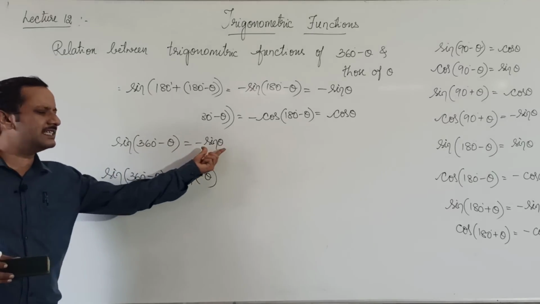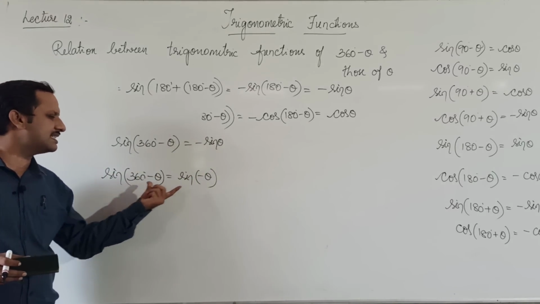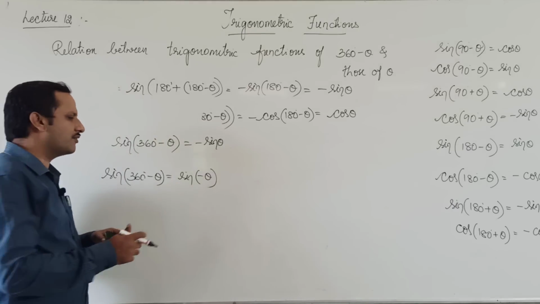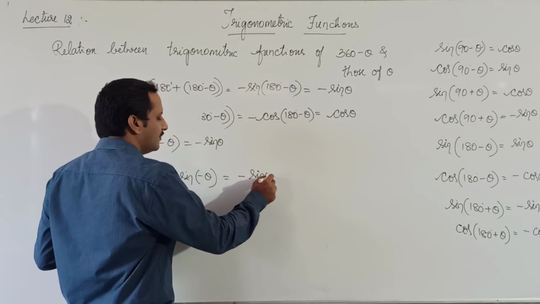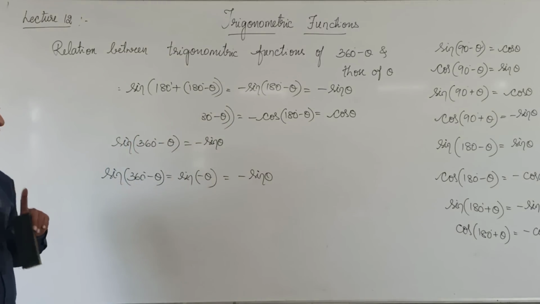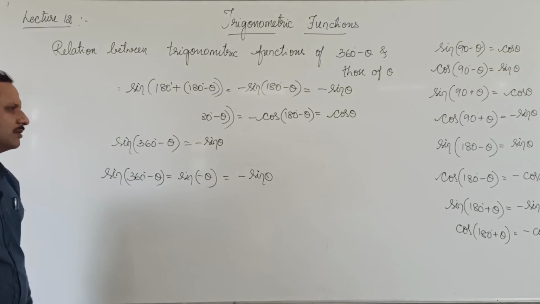Sine 360 minus theta is equal to minus sine theta, sine 360 minus theta is equal to sine of minus theta. So from this we can say sine of minus theta is equal to minus sine theta. Remember this is an important formula.